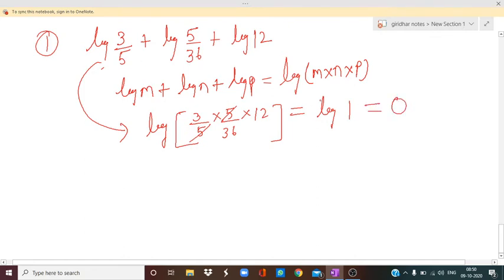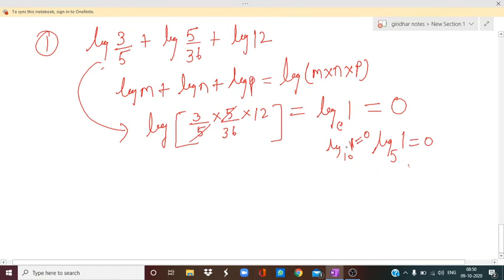Because base they have not mentioned, by default base will be e, or if it is numbers, common logarithm with base 10 you can say. So log 1 with base e, or log 1 with base 10, or log 1 with base anything except 1, all are 0.